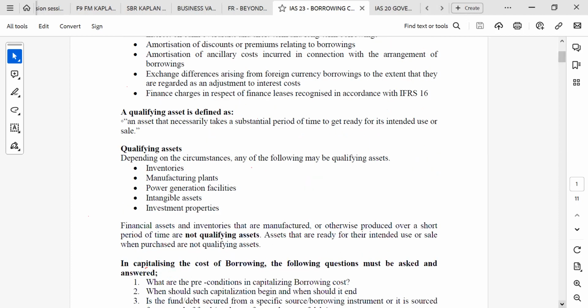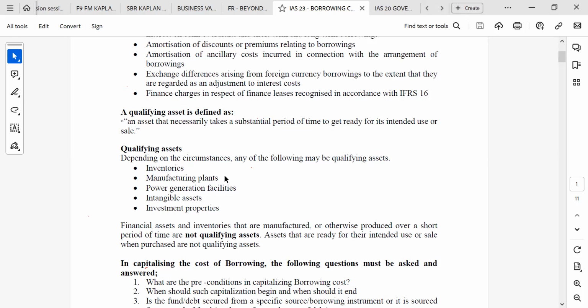All right. Let's come to the examples that the standard has given as a qualifying asset. So we have inventories. It can be inventories that you are going to produce for sale. But if the inventory is going to take a substantial period, like 6 months, to complete, then we can capitalize the borrowing cost relating to what? To the inventory. Okay. Manufacturing plants, power generation facilities, intangible assets like software.